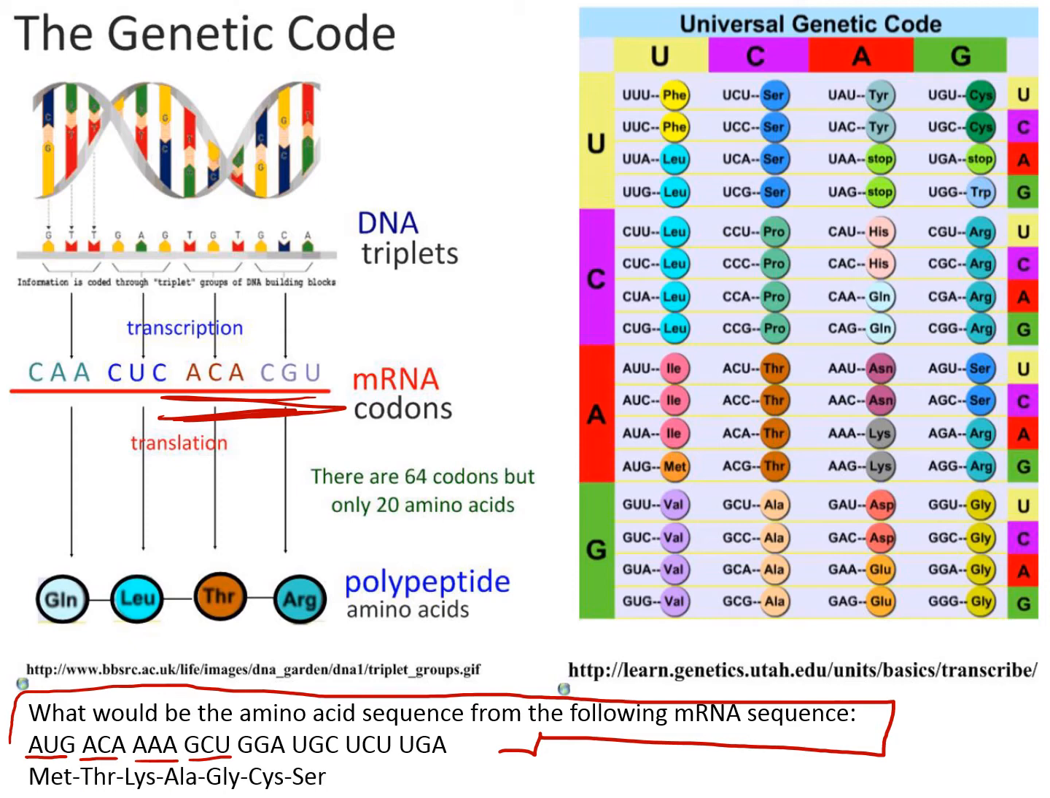AUG codes for MET or methionine. I'll just do one of them. A, U, and then we look at the intersection between those two. AUG, so there it is, MET, methionine. And if you're wondering, do I have to memorize all those different amino acids? Nope, don't have to memorize them.